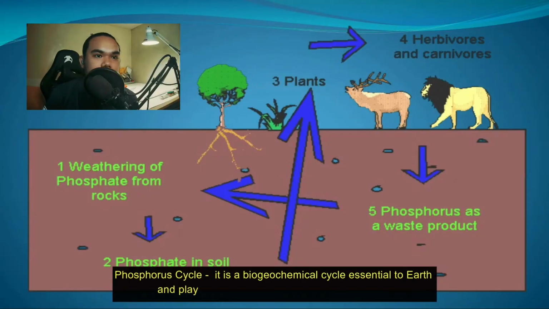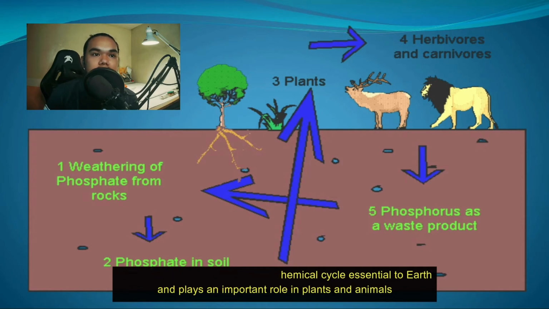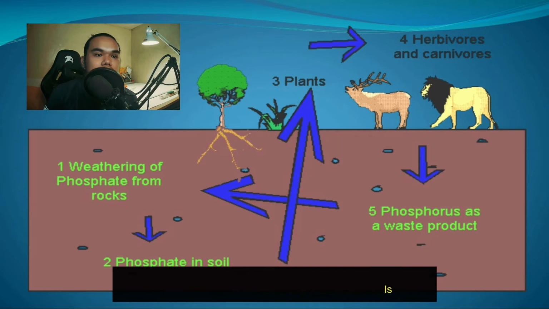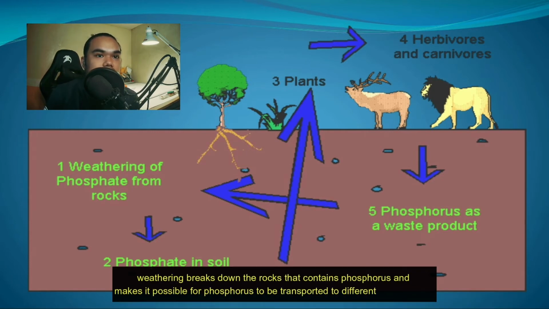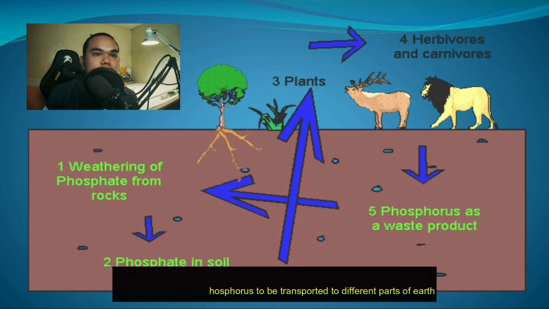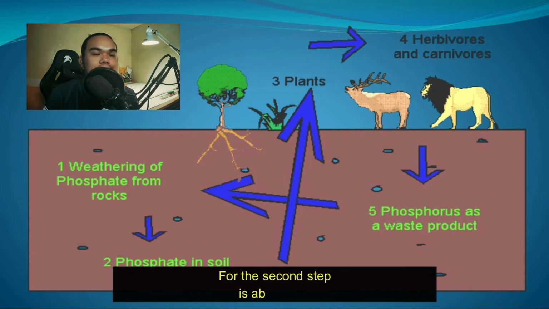Phosphorus cycle. It is a biogeochemical cycle essential to Earth and plays an important role in plants and animals. It involves four steps. First is weathering. Weathering breaks down the rocks that contain phosphorus and makes it possible for phosphorus to be transported to different parts of Earth.